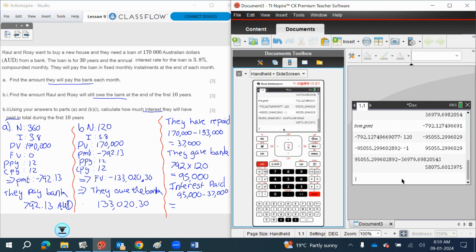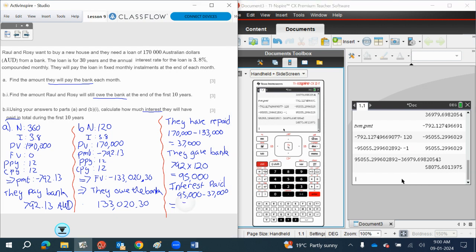And the interest, sir. So this is the interest that they've paid. So they've paid more interest than they've repaid of the actual loan at this point. That's good. This is how an annuity loan works.